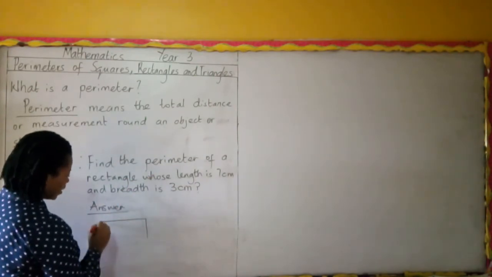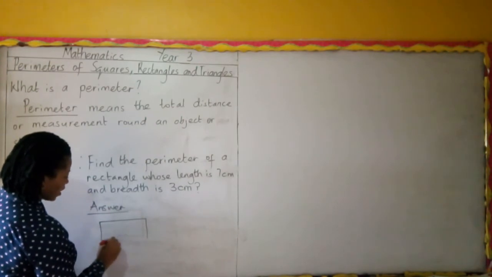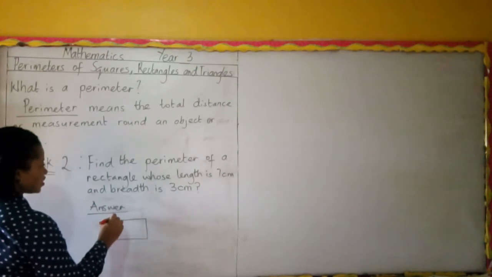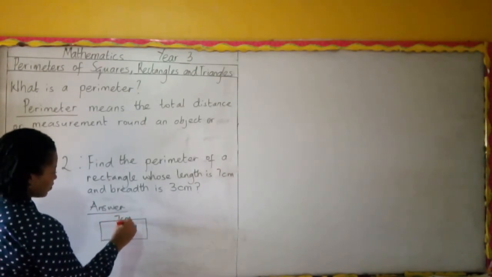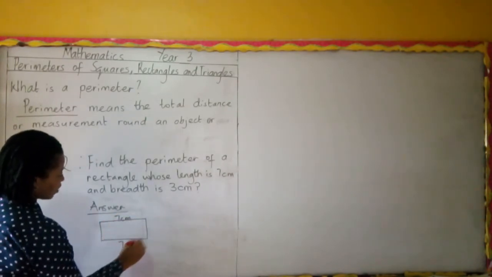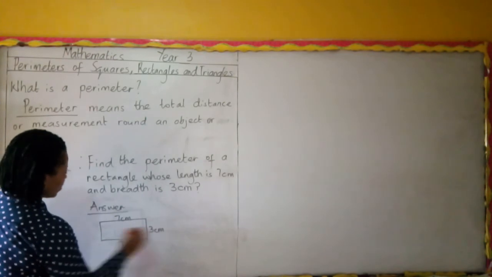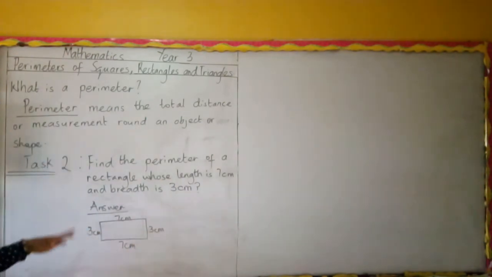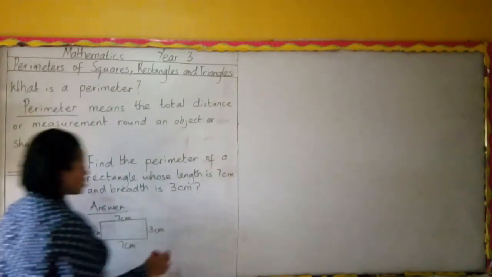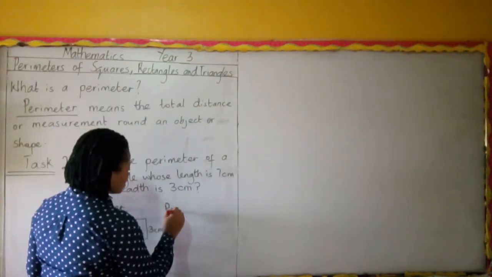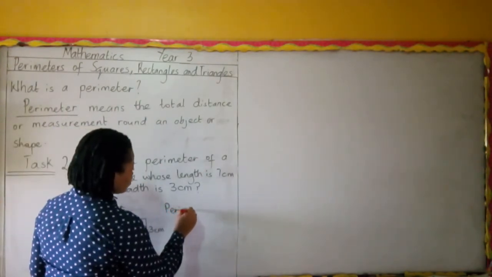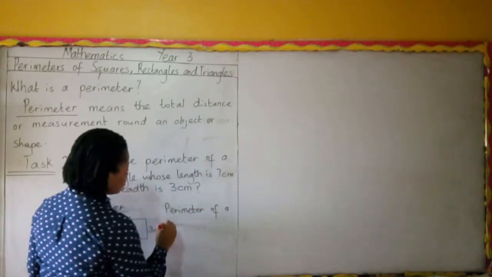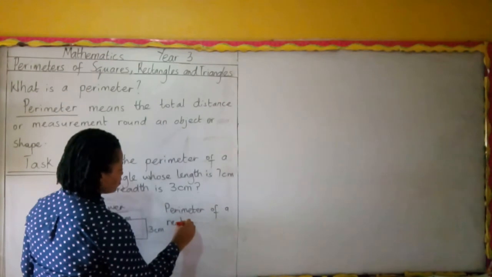Okay. The length must be long and the width or the breadth will be short. So for this end is 7 cm, 7 cm, 3 cm, and 3 cm. Is that taken? Beautiful. So let's go. So the perimeter of a rectangle is what? Perimeter of a rectangle. Hope you are writing.